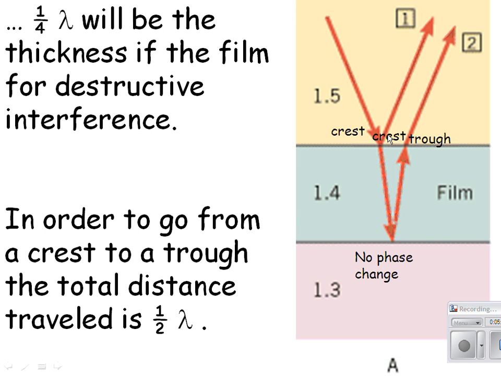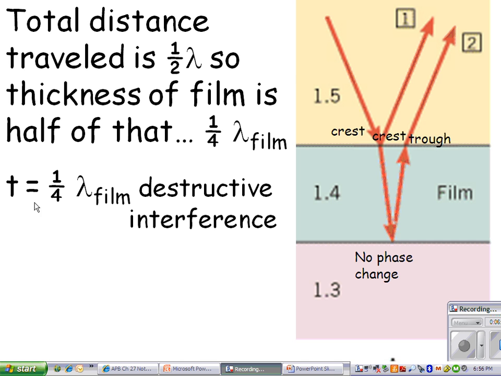So anyway, you're going from a crest. You have a crest right here coming down and going to a trough. So it's a quarter wavelength down, quarter wavelength up. That's a total distance traveled of half a wave, and that's what a crest to a trough is, a half a wave. Now, in order to go from the crest to a trough, the total distance traveled is that half wavelength. So quarter wavelength down, quarter wavelength up, half a wave. So again, we see here that the thickness of this film right here is 1/4 wavelength for destructive interference to occur.